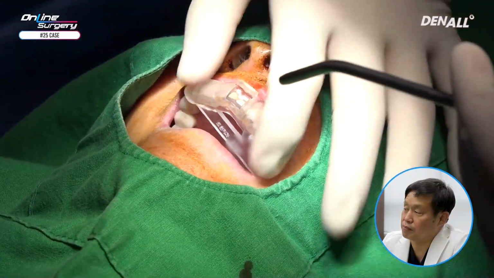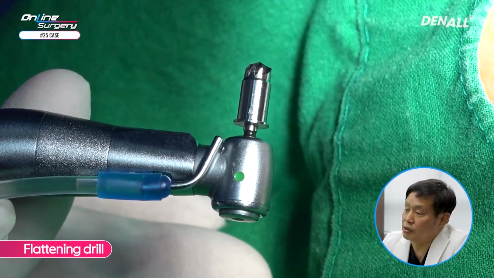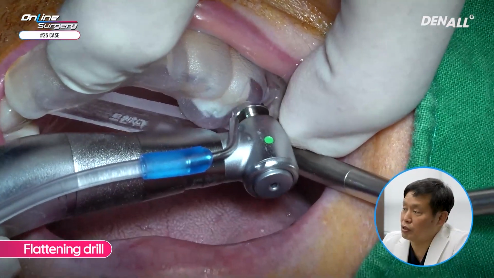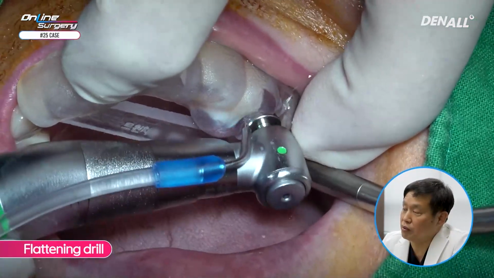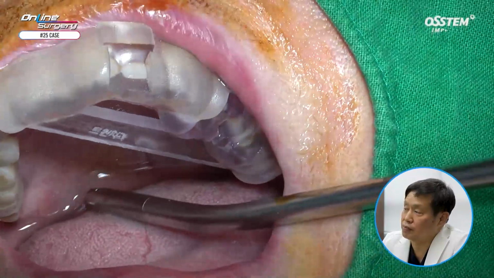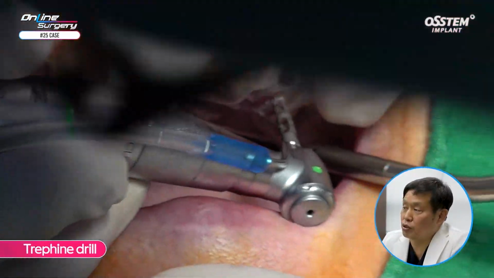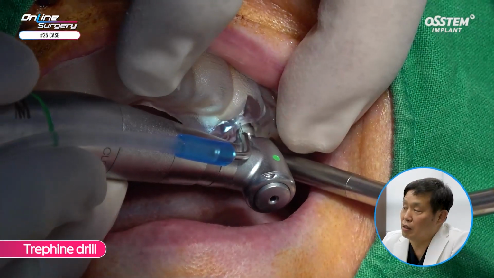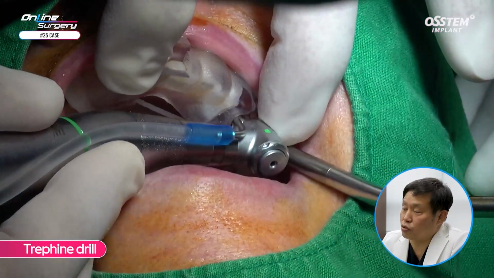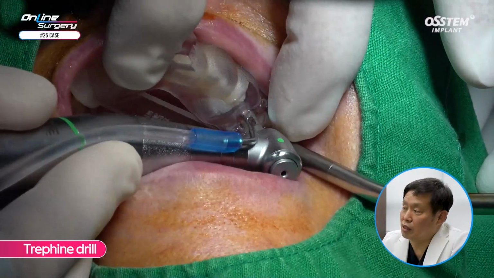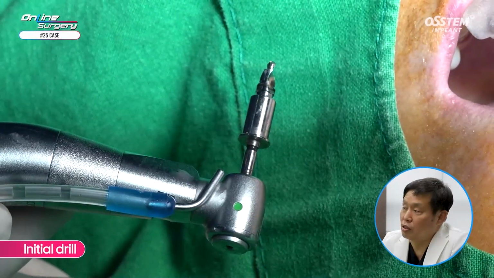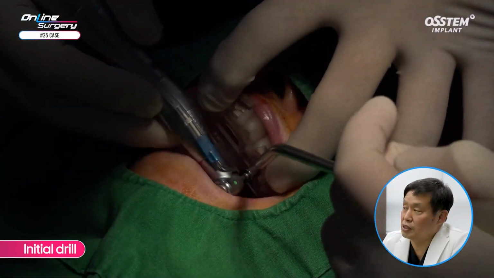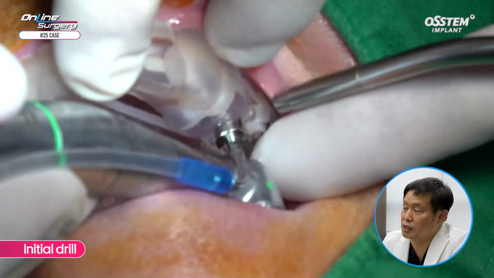Because I'm going to place the implant slightly deeply, I'm going to flatten the bone structure. As shown in the biopsy, a thin trephine drill was used to biopsy where socket preservation was done using A Oss graft. Initial drilling is being done. Up until contact, sufficient drilling is done.